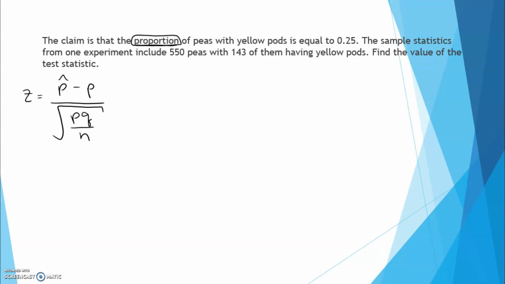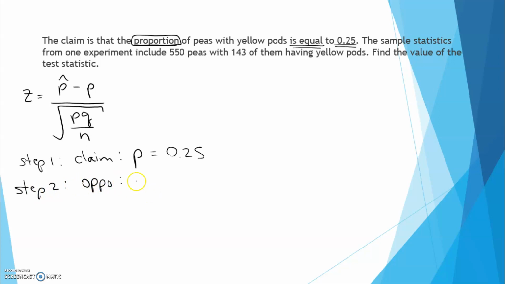Before I do that, we're going to go ahead and work steps 1 through 5, and we'll skip 4. So step 1, we're going to write the original claim. So the claim is the proportion of peas, so p is equal to 0.25. Step 2, we're going to find the opposite of that claim. Well, the opposite of equal is not equal, 0.25.